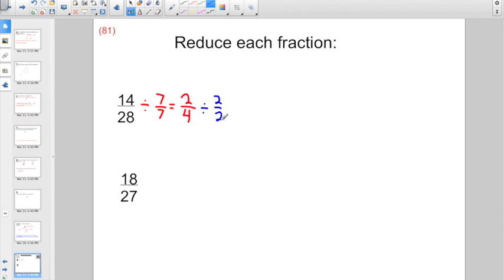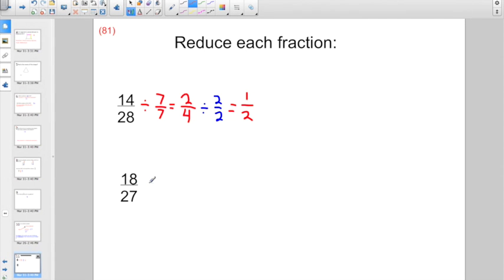I actually have to divide it by 2 one more time. And 2 divided by 2 is 1. 4 divided by 2 is 2, because honestly, if I only wanted to divide it once, 14 would have been my greatest common factor, right? Let's try another one down here.